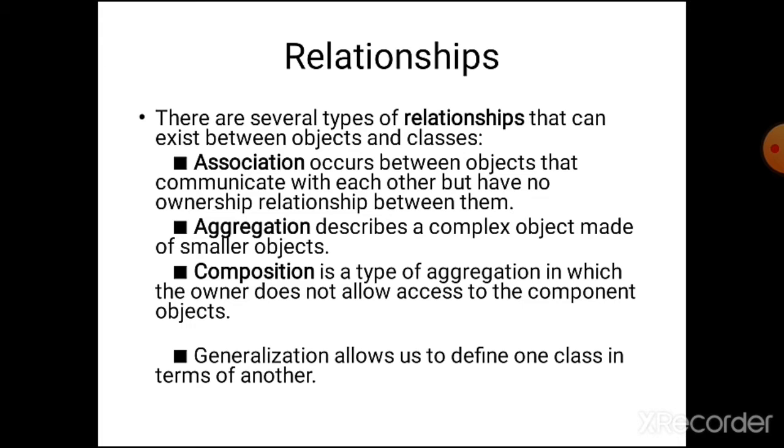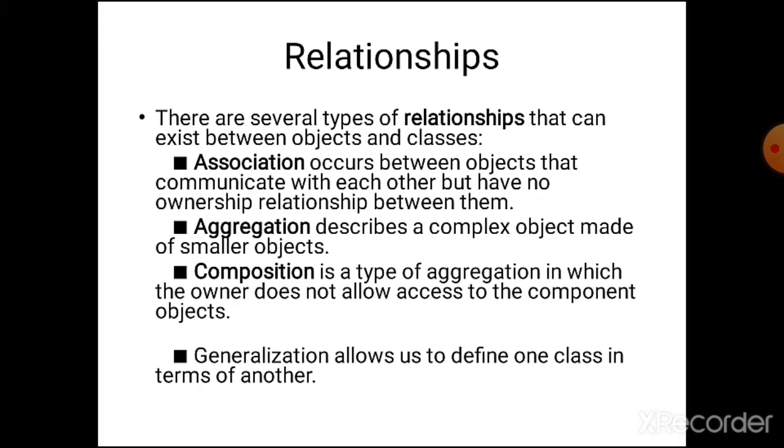The next one is relationships. There are different types of relationships, mainly four between classes and objects. First one is association. Association occurs between objects that communicate with each other. So association means a communication between the objects. Here there is no ownership relationship between them.